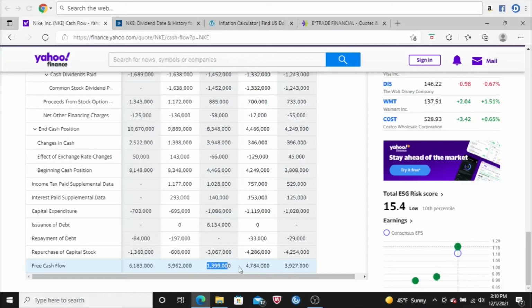The reason why this number is important is because this is where your dividend money comes from. So if this number is increasing every year, there's an excellent chance, not a guarantee, but an excellent chance your dividend payouts will increase every year as well. So you can see right here, this is the common stock dividend paid. The number is negative because it's money leaving the company, so that's not a big deal.